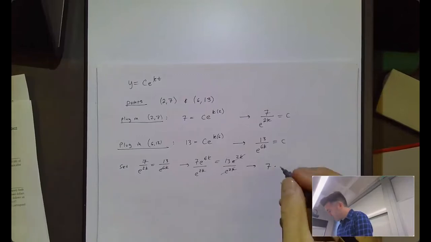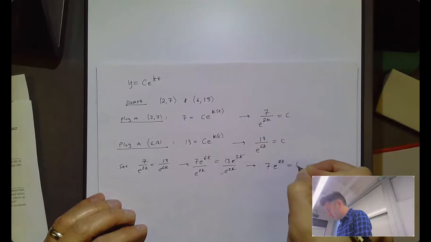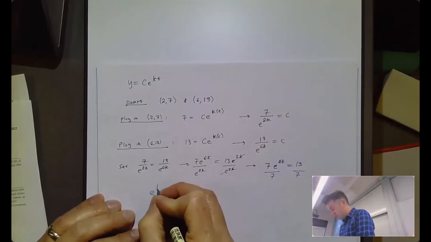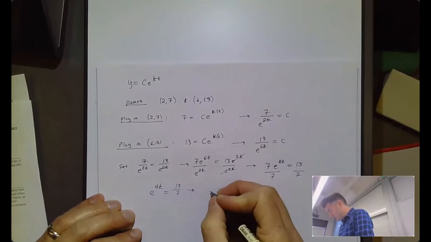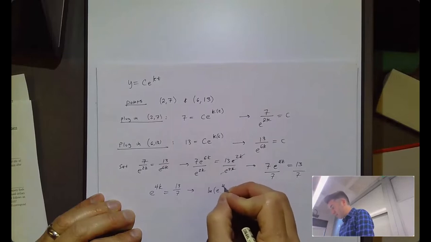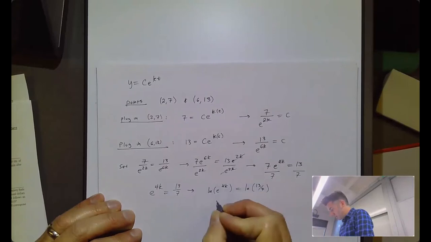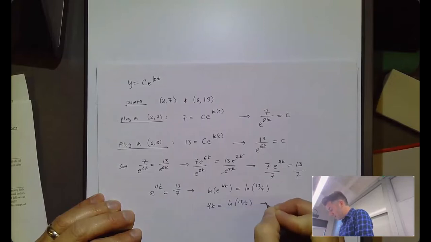Right, because we're just subtracting those powers. So 7 times e to the 4k equal to 13. I guess we should also divide both sides by 7 and get e to the 4k equal to 13 over 7, which means the natural log of e to the 4k is going to equal the natural log of 13/7. So we end up getting 4k equal to the natural log of 13/7. And finally, k equal to 1/4 times the natural log of 13/7.